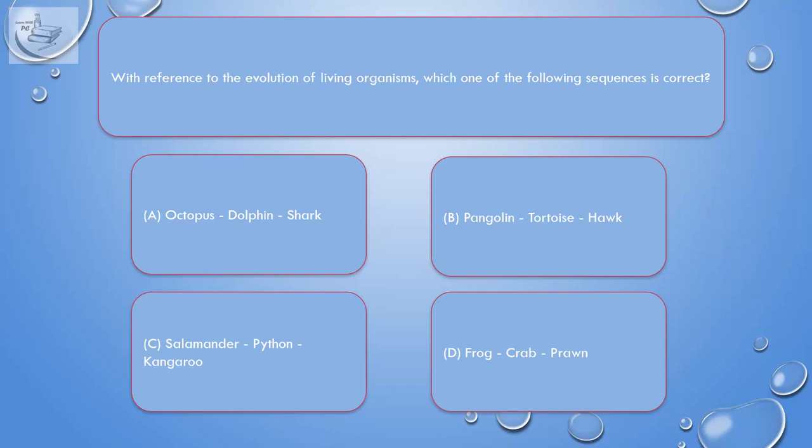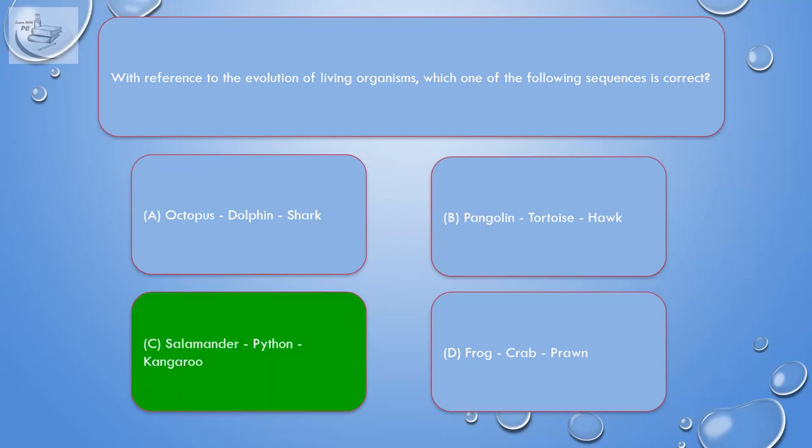Question: With reference to the evolution of living organisms, which one of the following sequences is correct? A. Octopus, dolphin, shark. B. Pangolin, tortoise, hawk. C. Salamander, python, kangaroo. D. Frog, crab, prawn. Correct answer is C. Salamander, python, kangaroo.